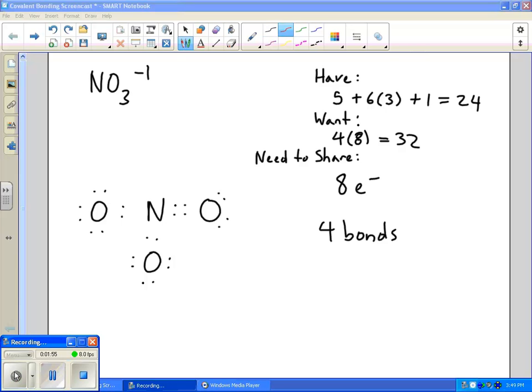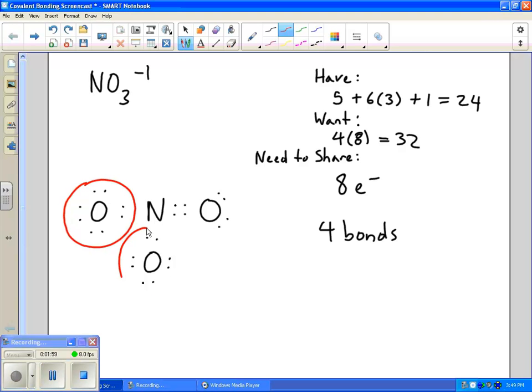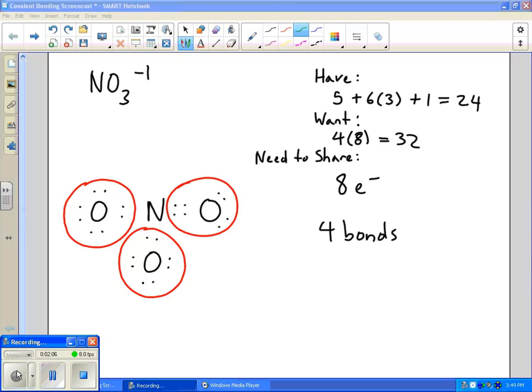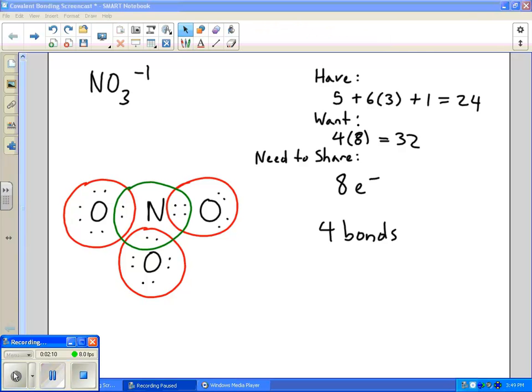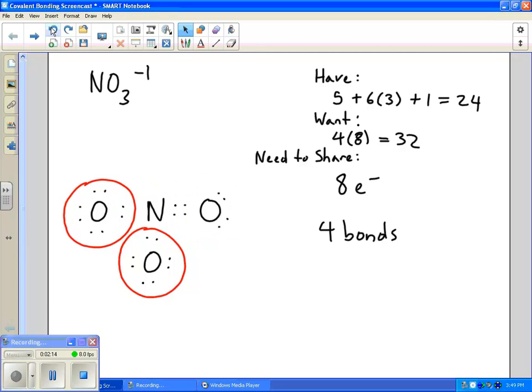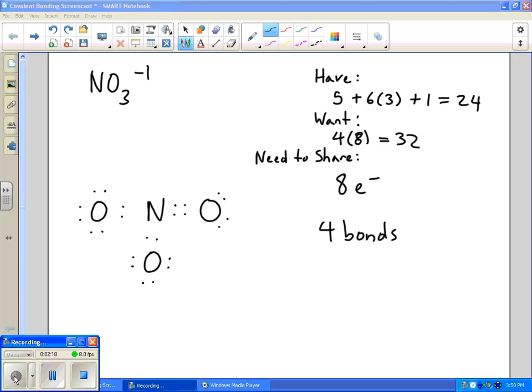This oxygen has 8. This oxygen also has 8. And the oxygen on the right also has 8. Finally, if we check nitrogen, we also see that it has 8, shown here in green. Therefore, once again, every atom has an octet, and we've only used 24 electrons, like we decided to in the beginning. The final answer for this nitrate group will look as follows.